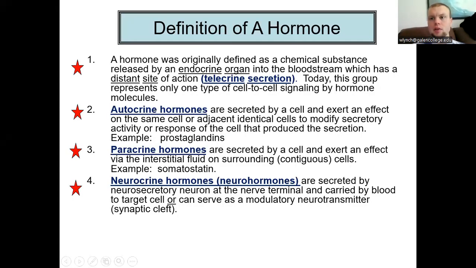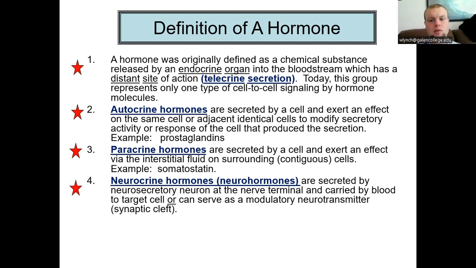With endocrinology, we're dealing with hormones and the concept of hormonal regulation. Hormones are going to be classified by the target that they go to. We have autocrine hormones, which are secreted and exert their effects directly on the same cells or on identical cells that are close by. We have paracrine secretion, which exerts its effects on the surrounding tissue. It doesn't enter the bloodstream, it just stays in the surrounding interstitial fluid.